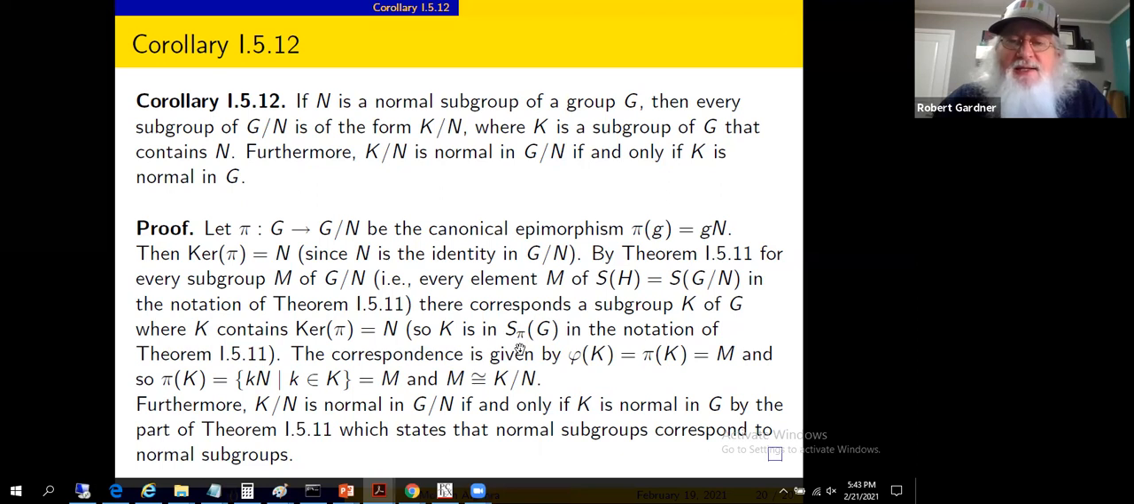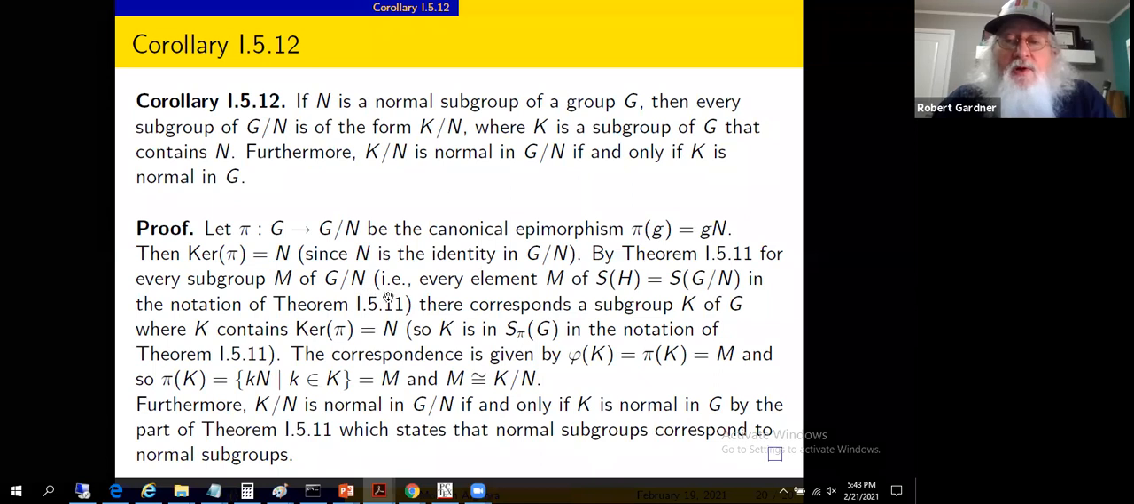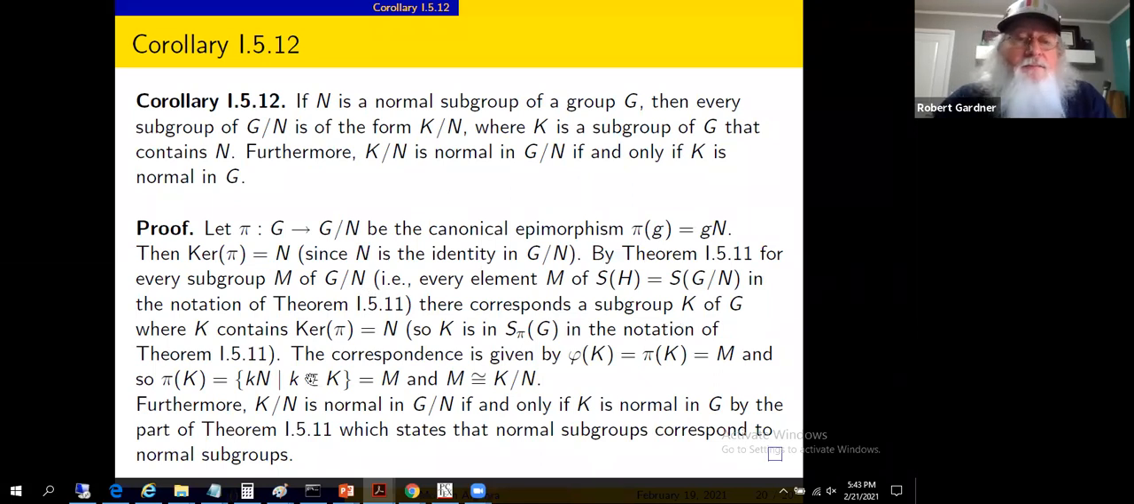K is in S sub pi of G. Remember, with the G's, we had a little function, S sub F, a homomorphism subscript. These were subgroups of G that contained the kernel of pi. So for every subgroup M of the quotient group, there corresponds a subgroup K of G, where K contains the kernel of pi. That was what we got out of theorem 11.